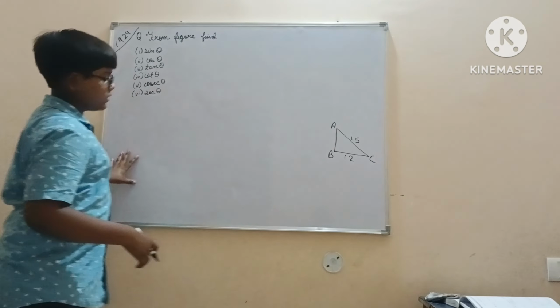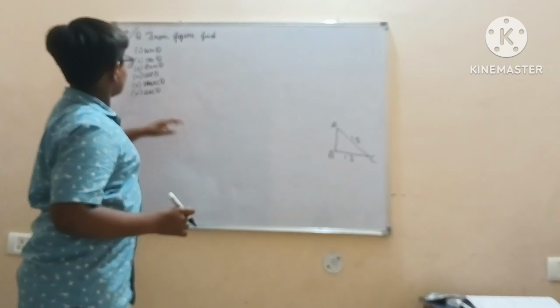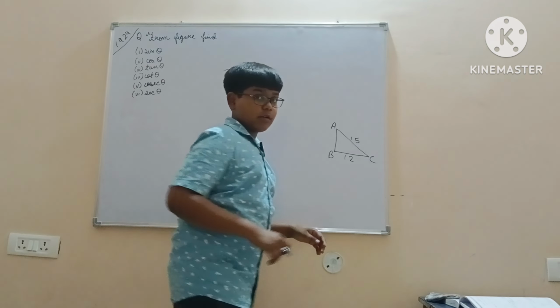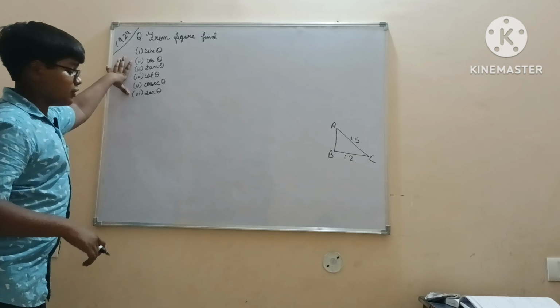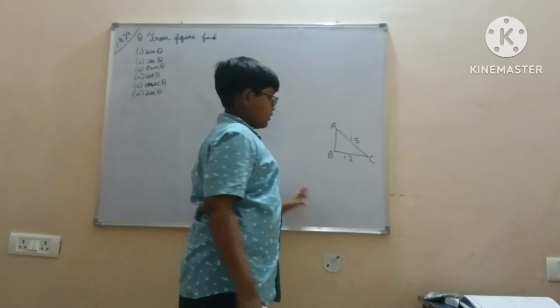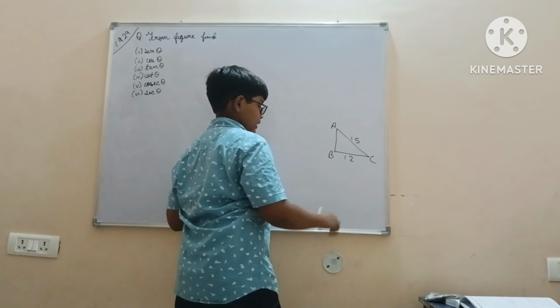So we are moving towards our second question, which is: find from the figure. Our figure is ABC, and it is a triangle. We will find all six trigonometrical ratios from this triangle. In order to find these trigonometrical ratios, we will first find the height of the triangle.